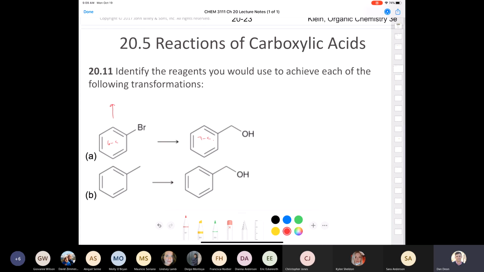Remember, we can't do an SN2, right? We can't treat this with sodium cyanide. That's SN2. That is not going to work, so not an option. But something that is a good option would be to treat this with magnesium and diethyl ether, and then we could make phenyl magnesium bromide. Now we have a powerful nucleophile to react with a good electrophile, like carbon dioxide. So if I treat that with carbon dioxide in the first step and H3O plus in the second step, I could produce benzoic acid.